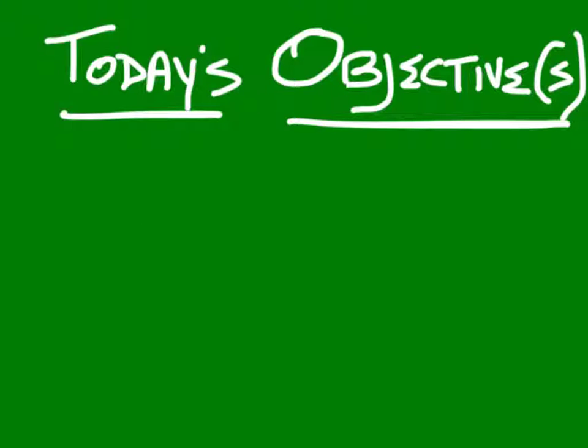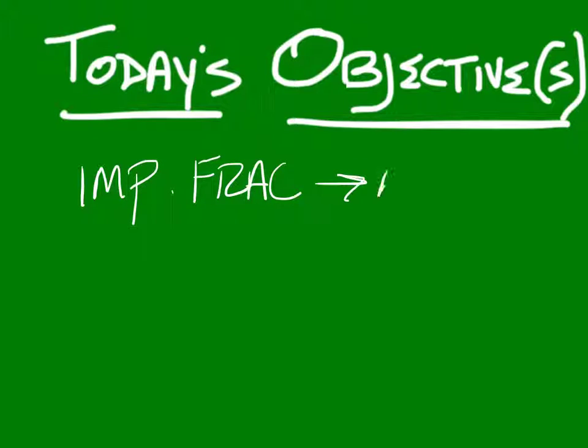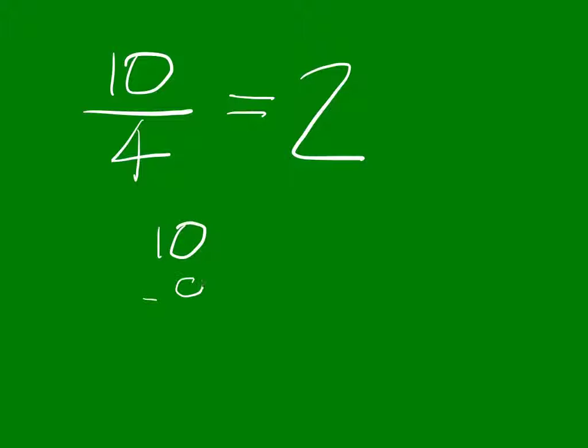Alright, today's objective is to convert improper fractions into mixed numbers. For example, 10 over 4. How many times does 4 go into 10 without going over? 2. What's 4 times 2? Take 8 away from the 10. How many are left over?